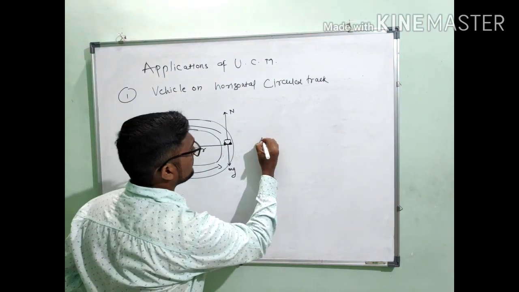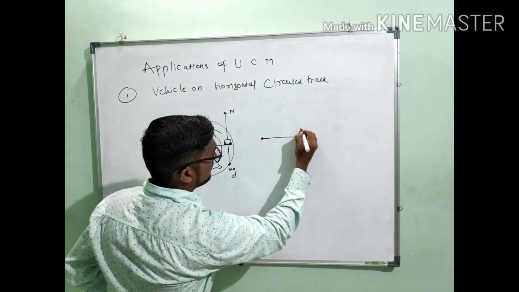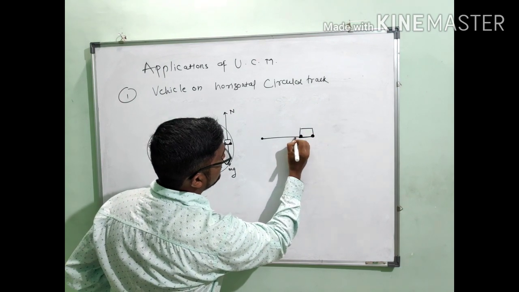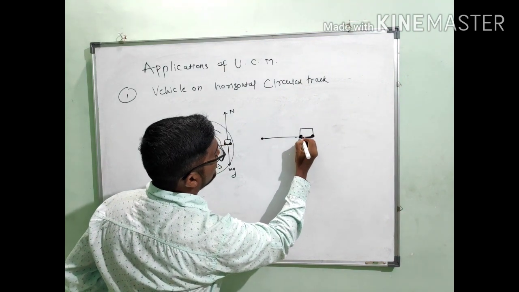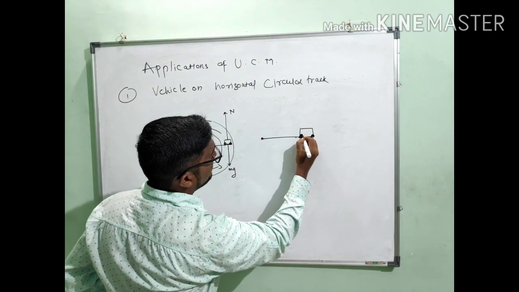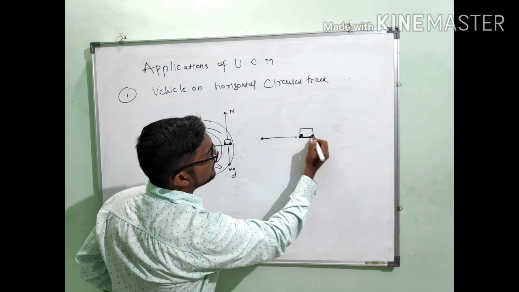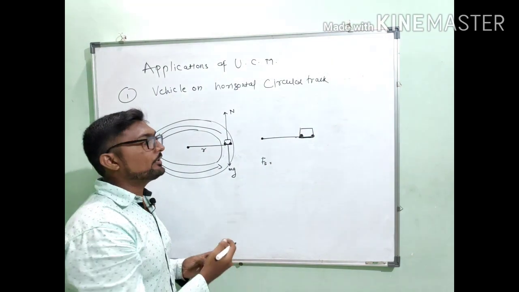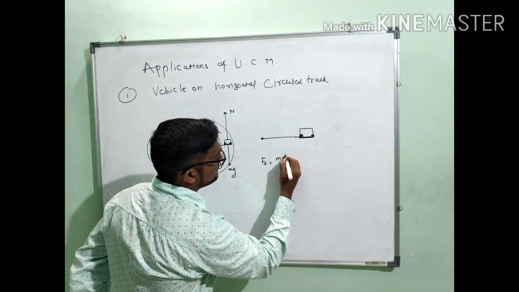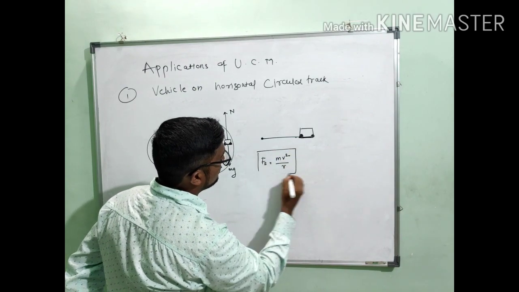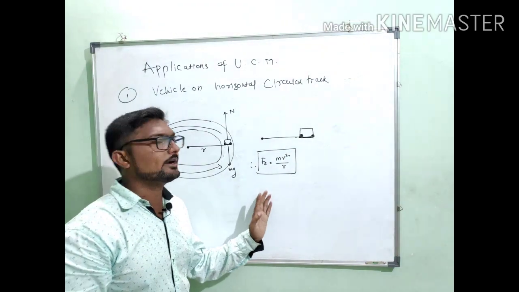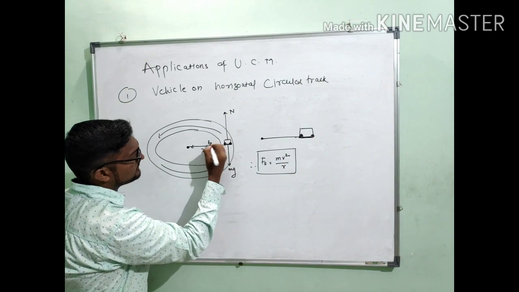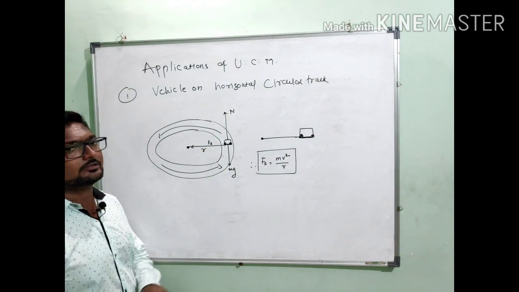Let us see. This is our center and this is our car. Friction between the road and the tire gives me the frictional force, which is supplying the centripetal force, that is mv square upon r. So here the centripetal force is provided by frictional force, acting towards the center.